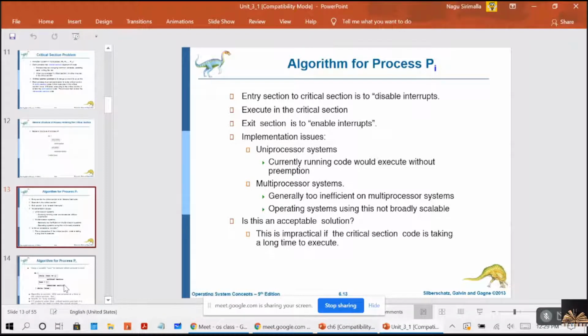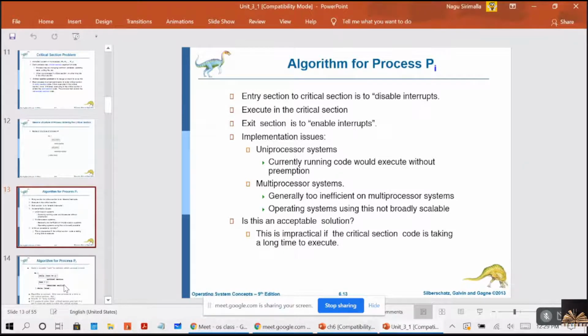Mutual exclusion, progress, and bounded waiting. Mutual exclusion means that if process Pi is executing in its critical section, no other process can be executing in its critical section. Whenever you give a solution for the critical section problem, first you have to satisfy mutual exclusion. If one process is inside the critical section, no other process is allowed to enter.